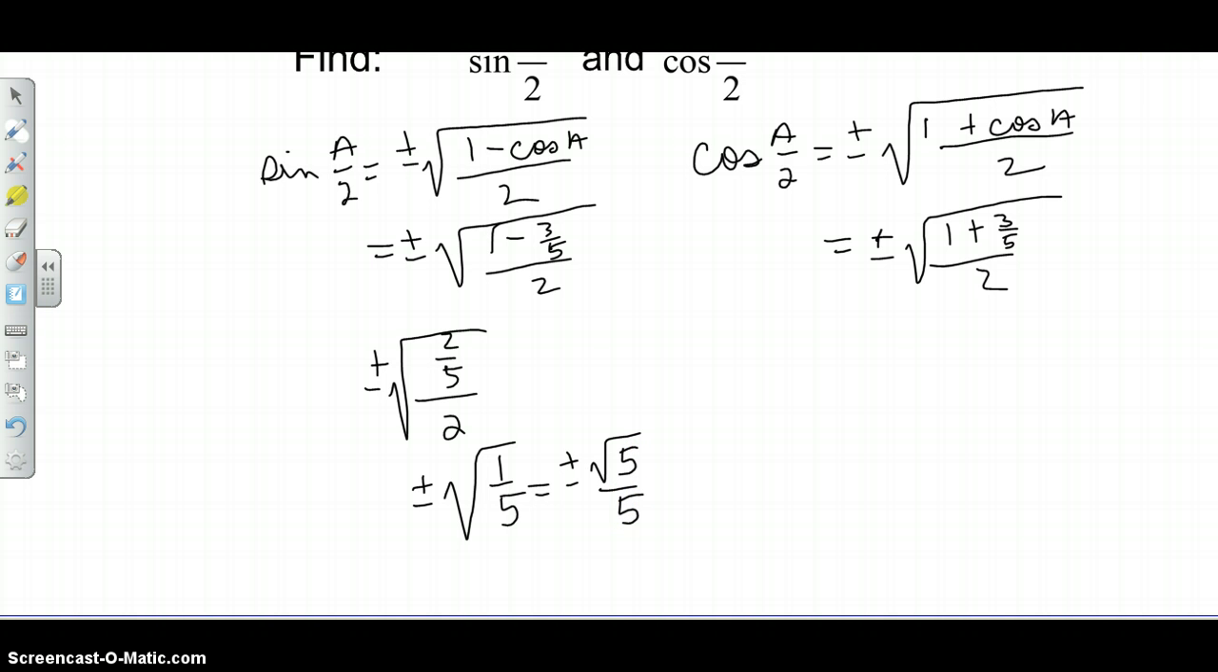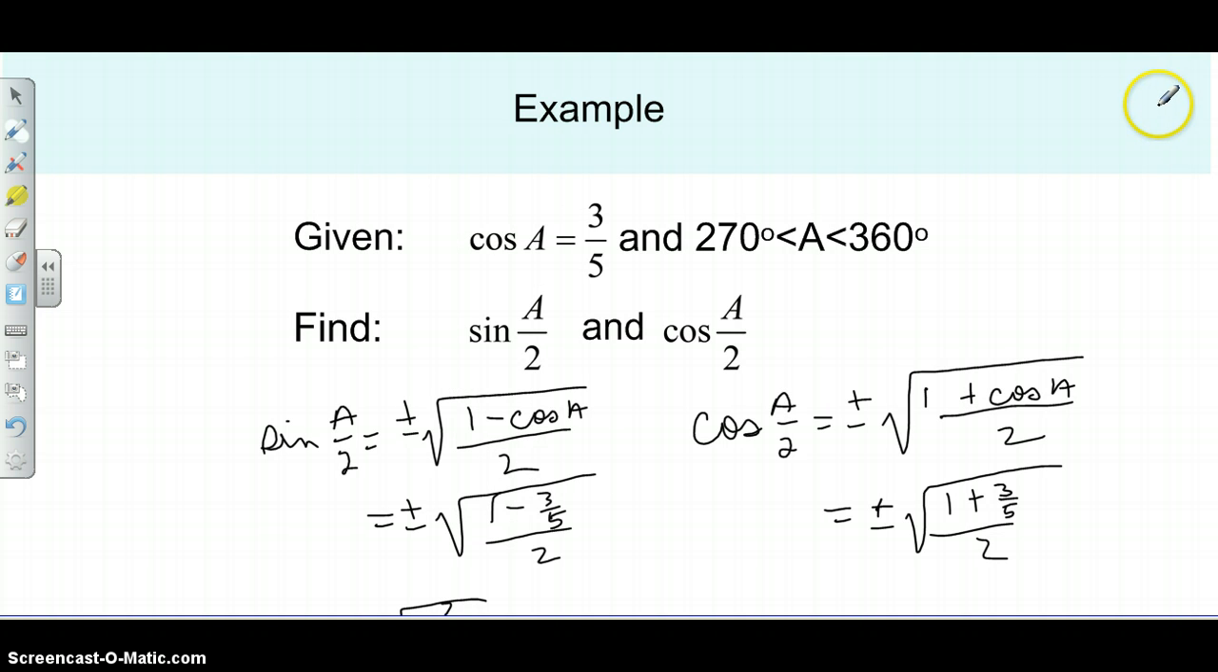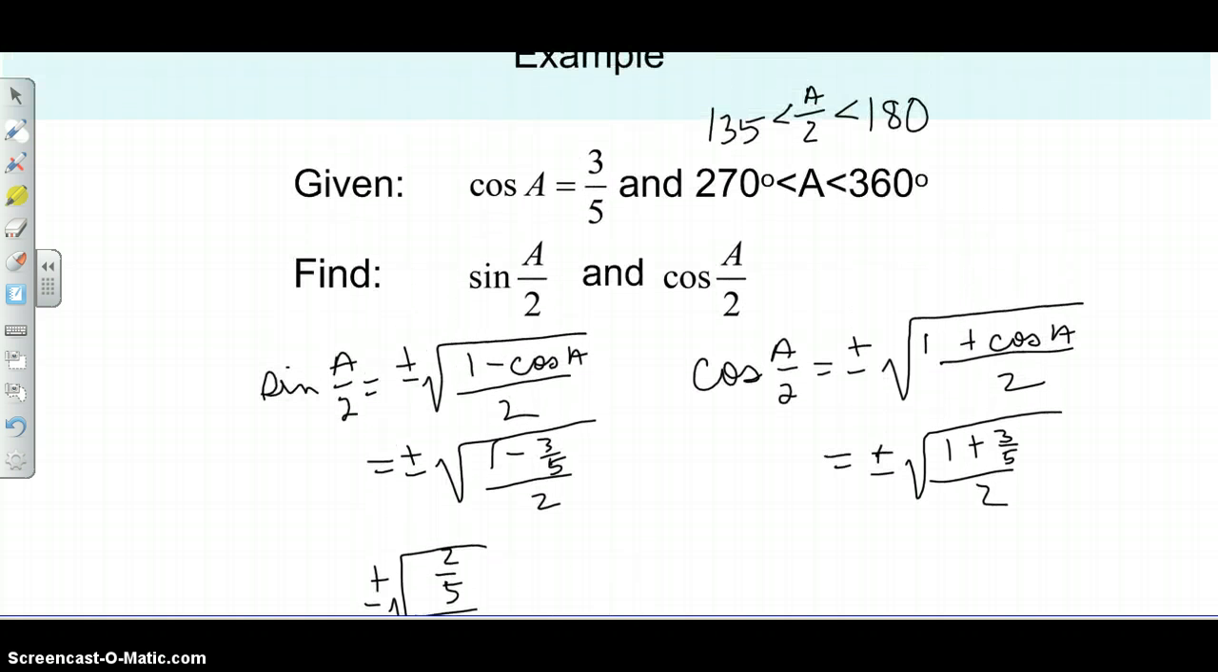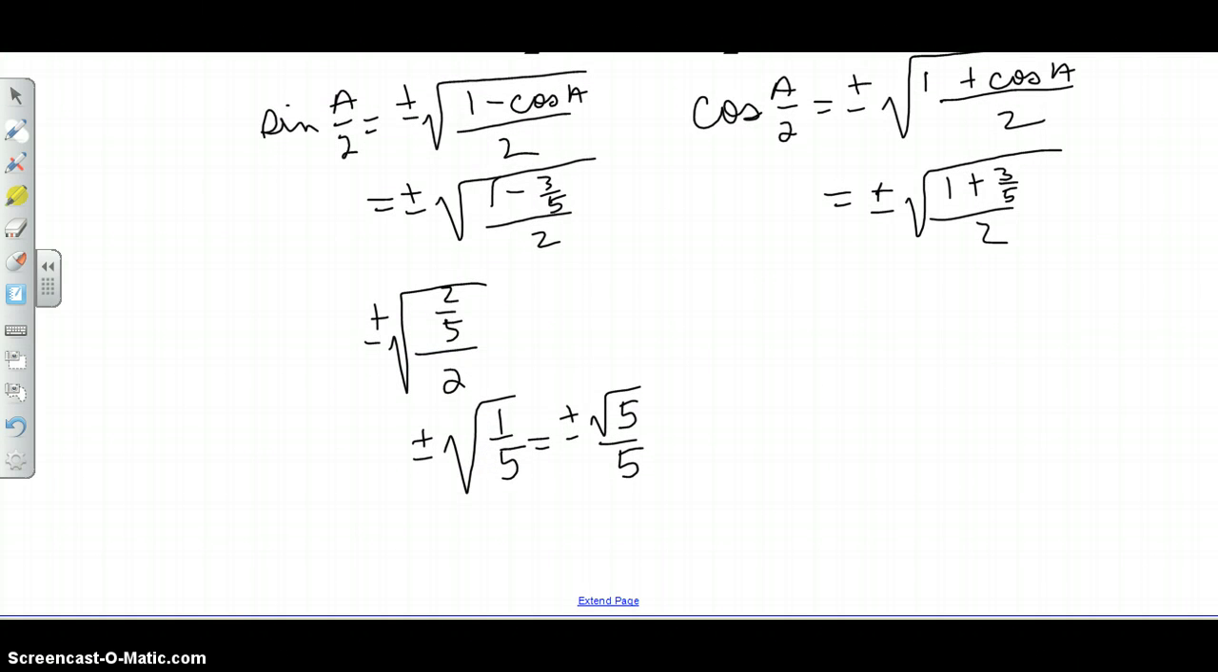Now you may be asking, well, which is it? Is it positive or negative? So in order to decide that, I need to go back and look at my constraint here. It told me that A is between 270 degrees and 360 degrees. That is the fourth quadrant. Well, I could take this whole thing and divide by 2. 270 divided by 2 is 135, and 360 divided by 2 is 180. So A over 2 is in the second quadrant. Now, in the second quadrant, sine is what? It is positive. So the answer for sine of A over 2 is going to be the positive.